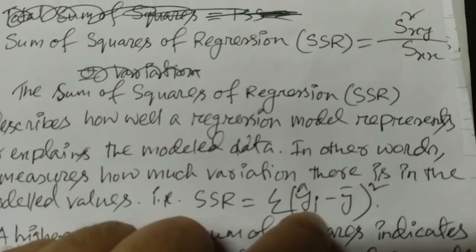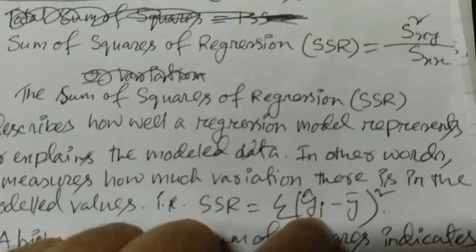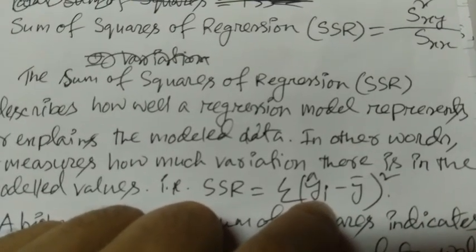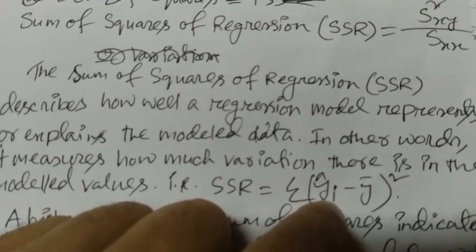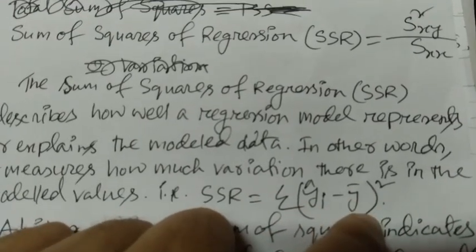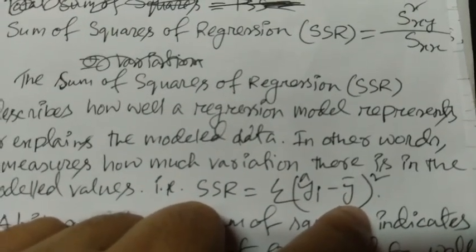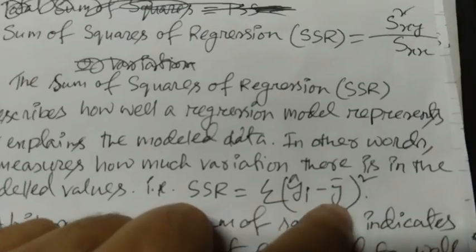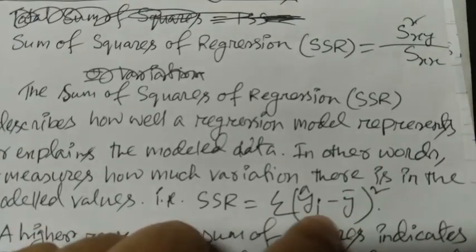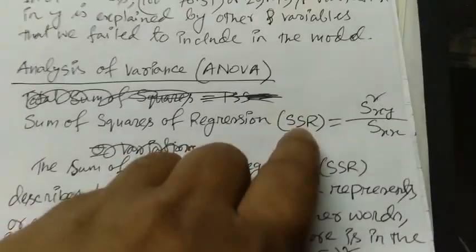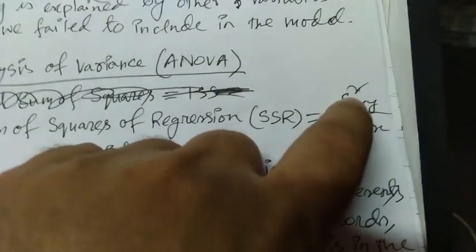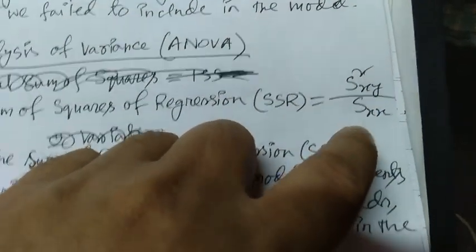So this is the variation of the Y hat i, that means the forecasted value of the individual data, and this is the Y bar, that means the average of the Y data. So if you take the deviation and square, you will get SSR. But the shortcut formula for SSR is always this one, S squared XY divided by SXX.